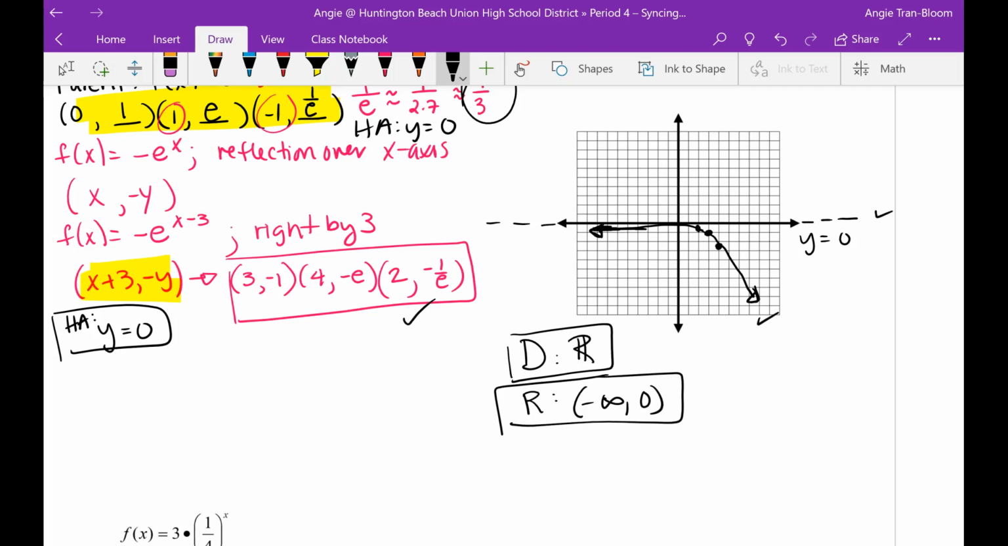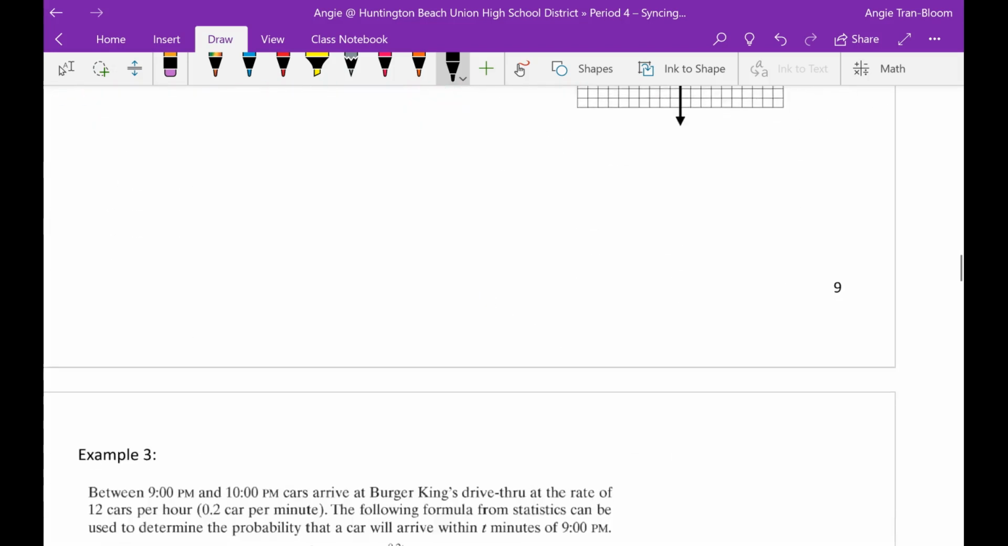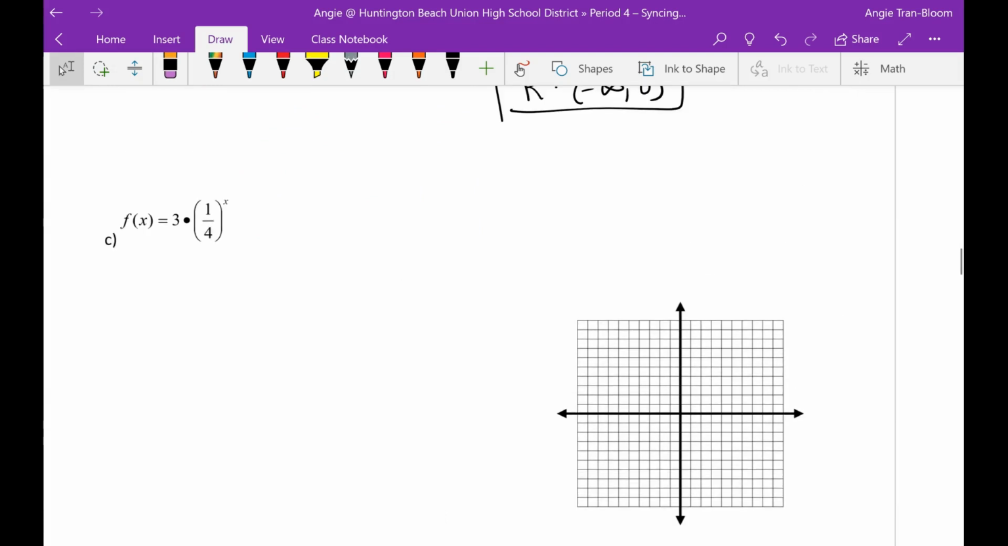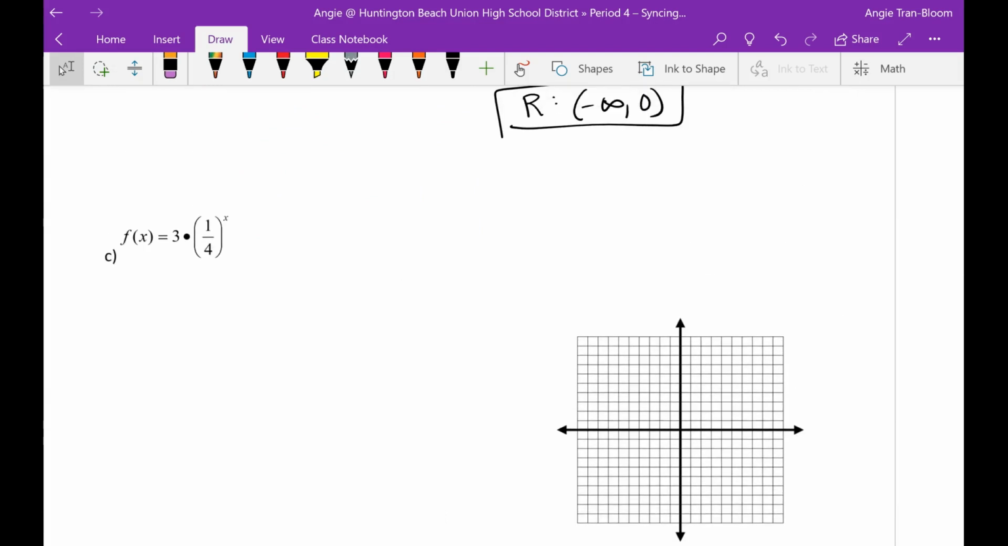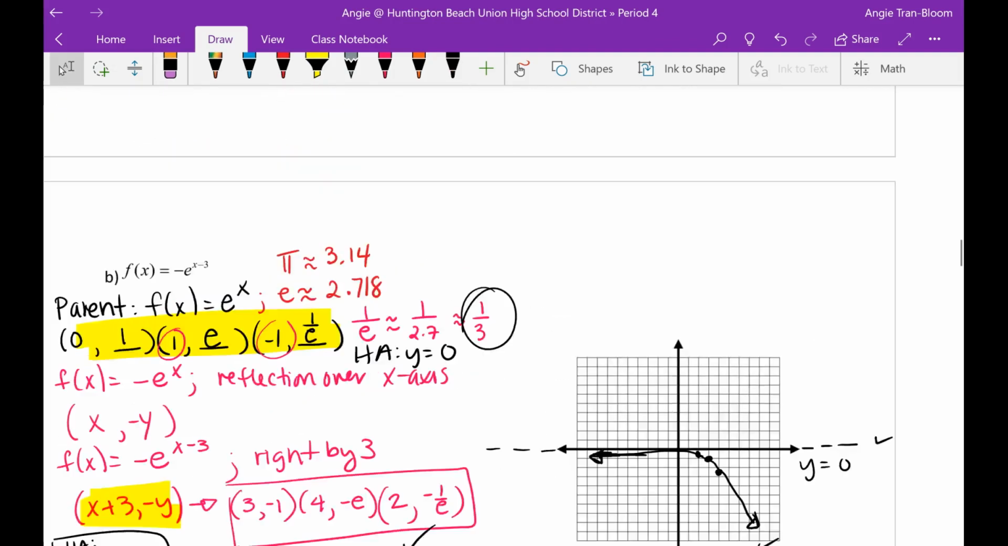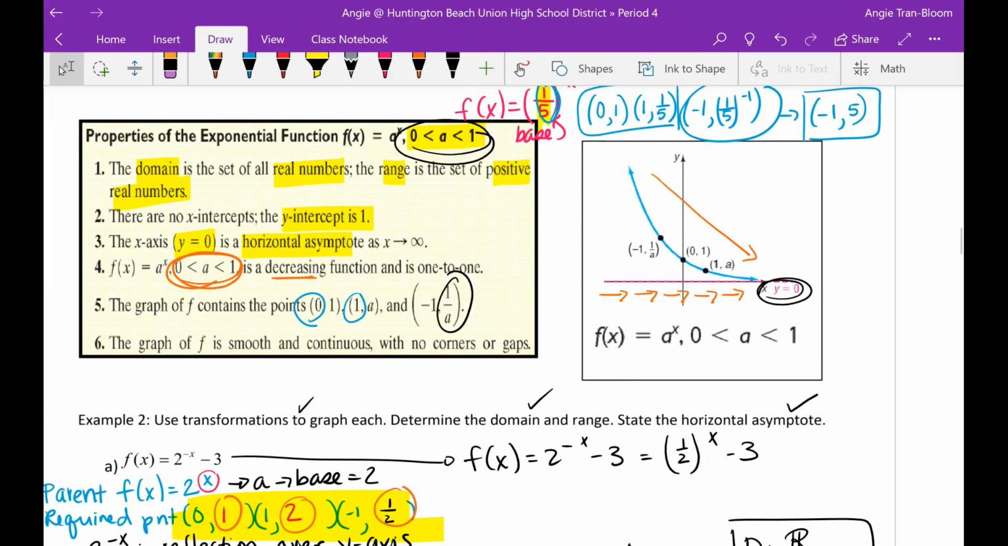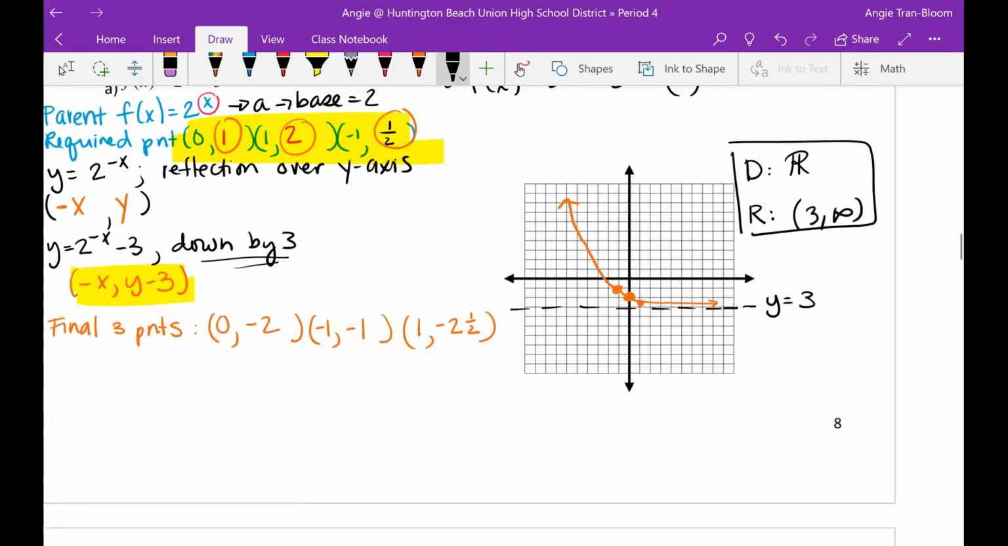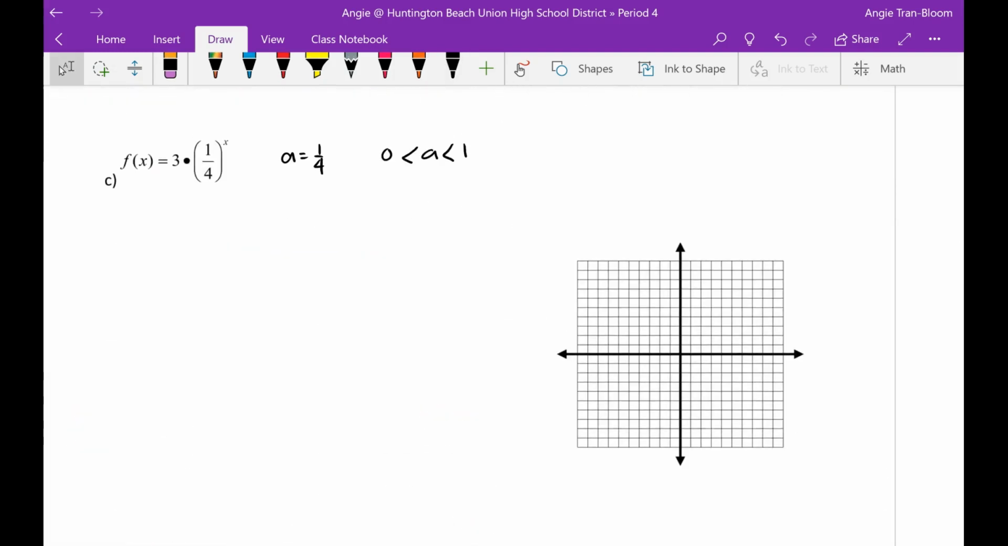All right. We have one more example. We have example C. This is going to be the last one for today. This one has a base value. Ooh, a is 1/4, okay? That means your base is in between 0 and 1. So without any transformation, you're going to expect it to be a decreasing function, just like this one. But let's see. With transformation, it might change a little bit, but who knows until we have really graphed it out.